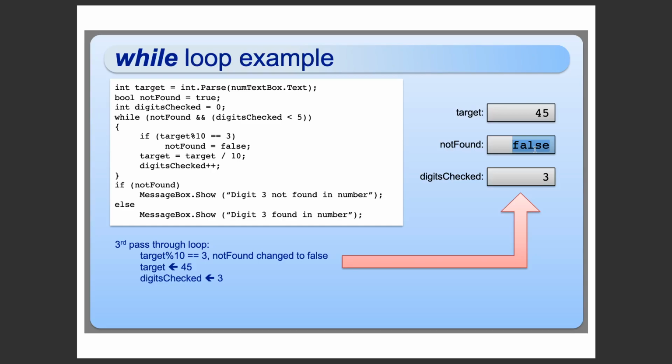So that's going to have an influence on our loop, because if you recall, the loop consists of 2 parts. Both parts have to be true. The second part is still going to be true because digits checked is only 3 at the moment, and 3 is less than 5. So this bit will be true, but we've set not found to false. So not found is our flag that we use, and we set that to false whenever we find the digit 3. So not found got set to false, and therefore this whole thing is going to be false because of the and, and therefore the loop is going to exit.